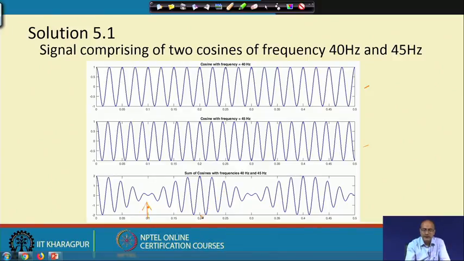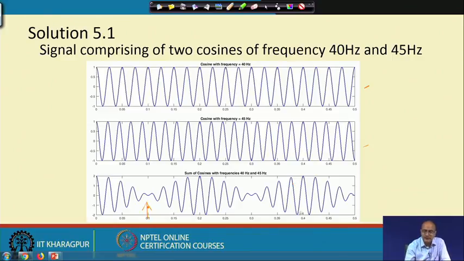They are cancelling each other, and again slowly the signal is building up. Here again it is getting the high magnitude touching +2 and -2, again it is waning, coming near 0, again it is growing. So this oscillatory kind of signal we get as a resultant.